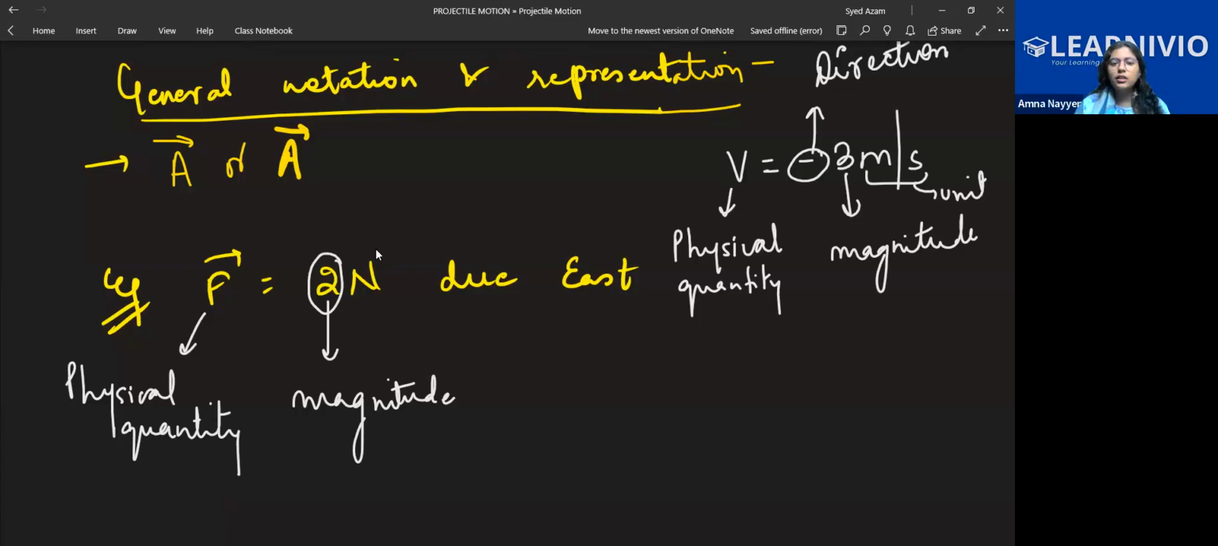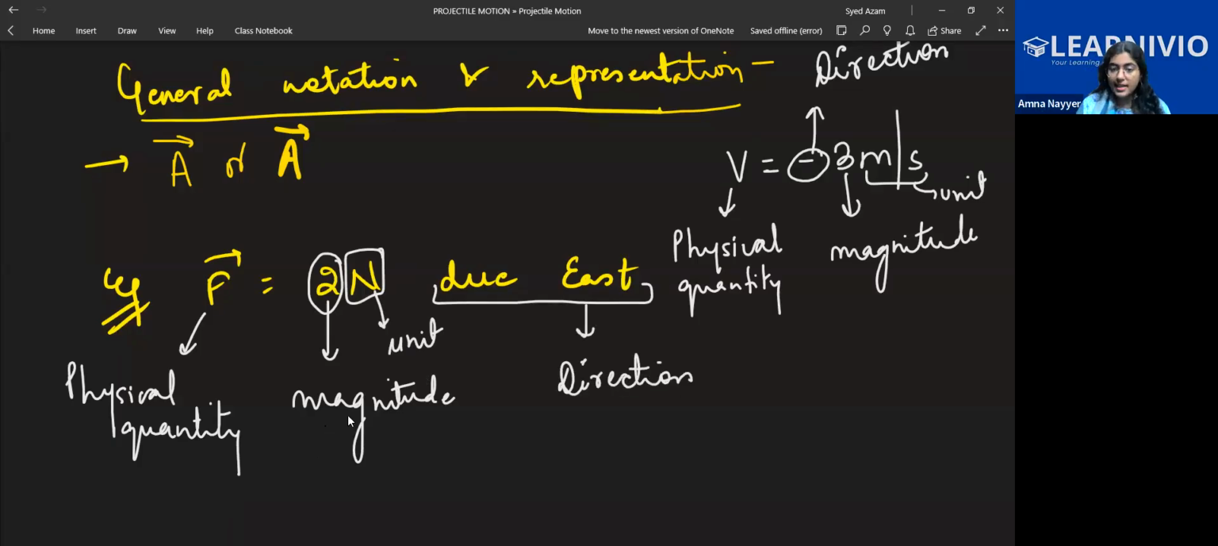Again, now Newton, this Newton is the unit, and due east, this is the direction. So a quantity which has a magnitude, which has a direction. Till here it's not completed. You have vector laws also to be obeyed. 3 vector laws are there at your level and at any level also. You will be able to deal with them.